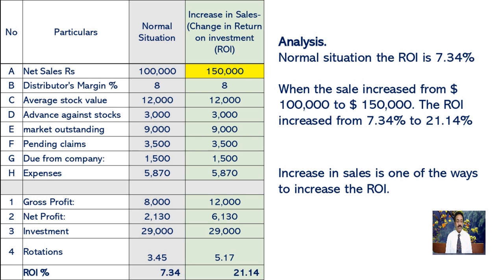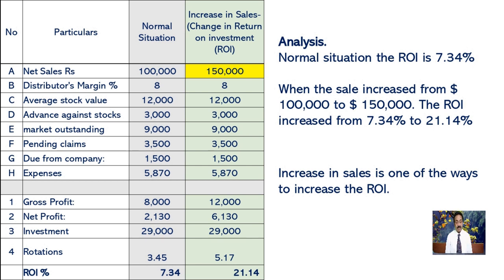If you increase the turnover, you can see the sheet. In the sheet, the first column is the normal situation. In the second column I mentioned what happens if you increase the business. See the sheet clearly. I have increased the business from 100,000 to 150,000. The only change is in business turnover. No change in investment, no change in expenses, no change in margins. So in this case, how does a 50% business increase affect things?